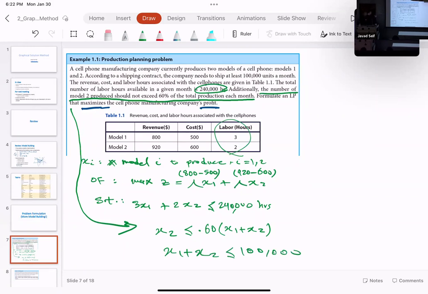So why didn't I, for the previous constraint here, just write X2 less than or equal to 60,000? The 60,000 is 60% of 100,000. Why didn't I do that? Or should I do that? What do you think? Should X1 plus X2 be greater or equal to 100,000? Oh, it says at least, right? Yeah. Thanks, Marcus.